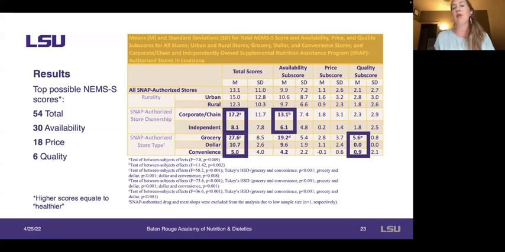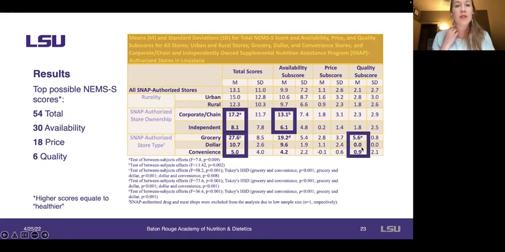If you're looking over at the table, you can see the first column is that total NIMS score, and then each column thereafter is the subscore for availability, price, and quality. And then if you're looking at the rows, the first row is just in general, all of our 42 SNAP authorized stores. You can see that the total score on average was just about a 13. And so that's quite a bit below 54. Overall, just a glance at this table really tells us that the SNAP authorized stores in Louisiana did score rather poorly in comparison to the top overall scores for NIMS. And so that's kind of one takeaway point.